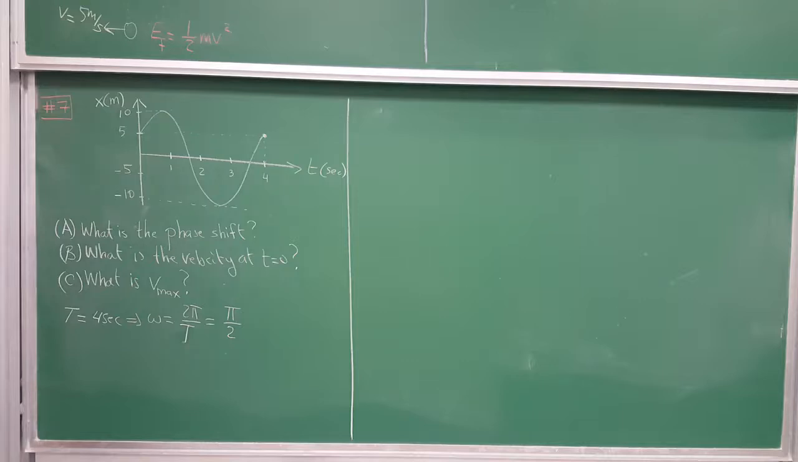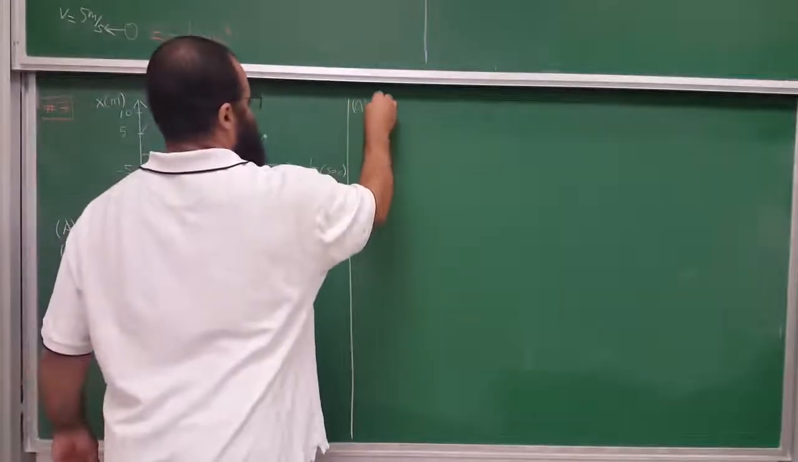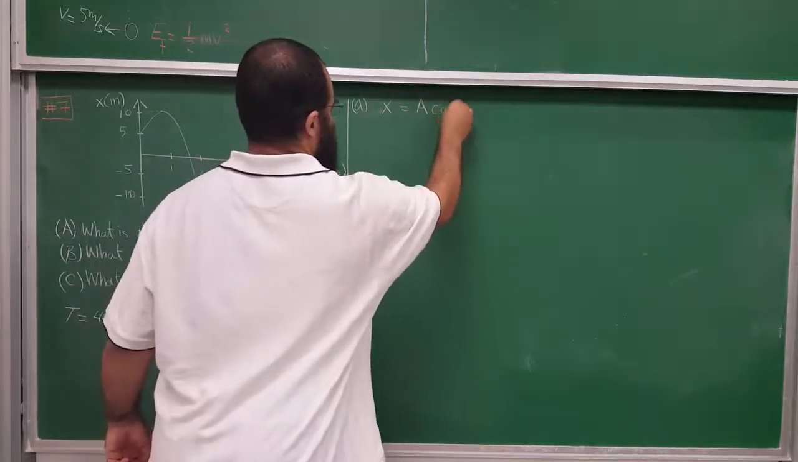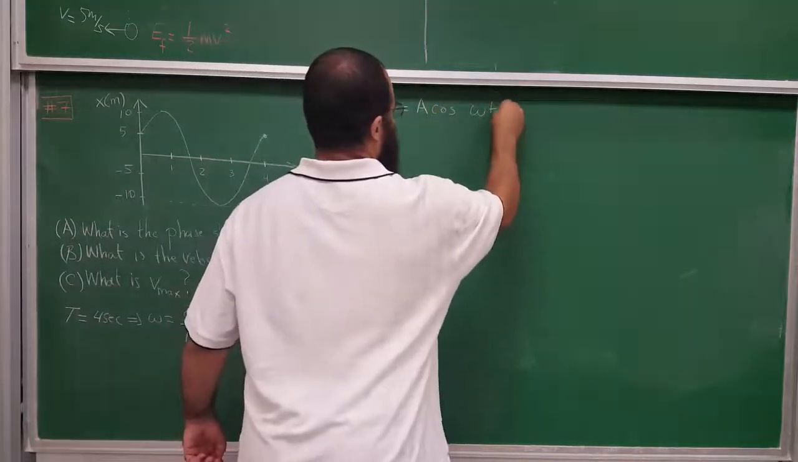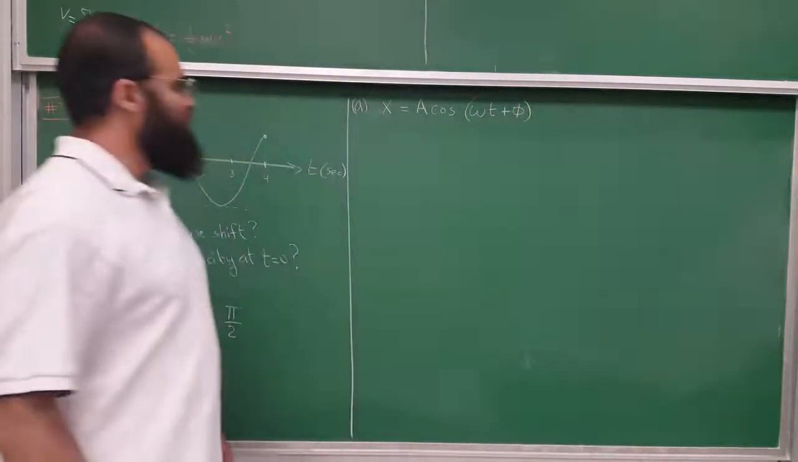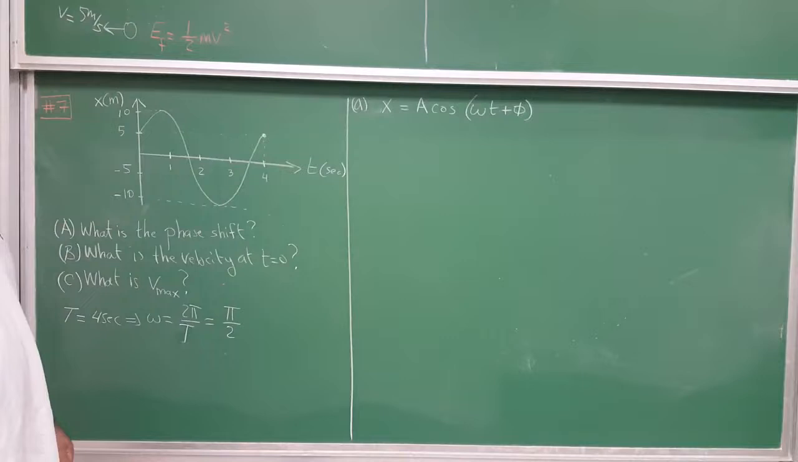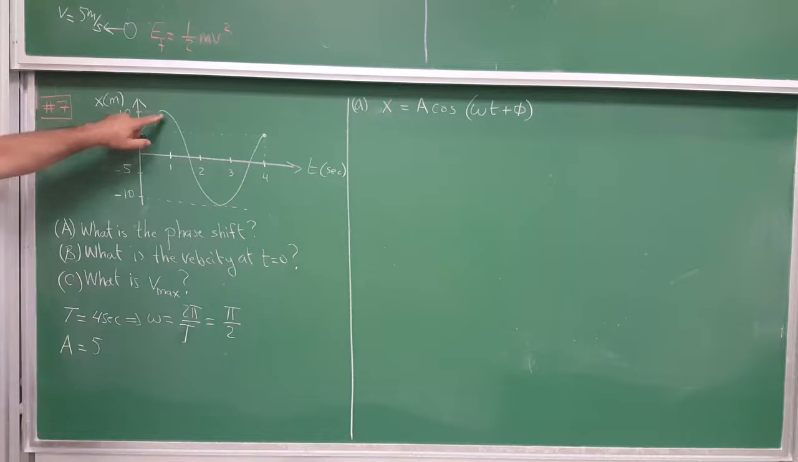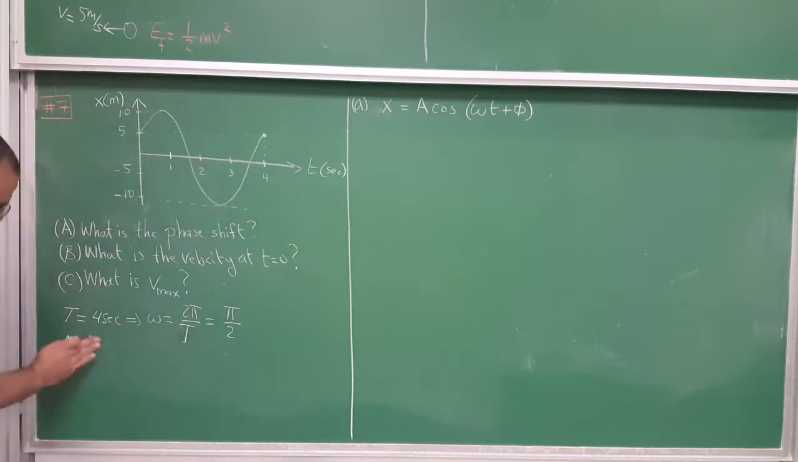So now they say, what is the phase shift? We know that the general solution for simple harmonic motion is x of t equals some amplitude times the cosine of omega t plus this phase shift, right? Now, first of all, let me write down also the amplitude. The amplitude is 5, right? I'm sorry, not 5. The amplitude is the maximum displacement from equilibrium. The equilibrium is here. The amplitude is 10, sorry.